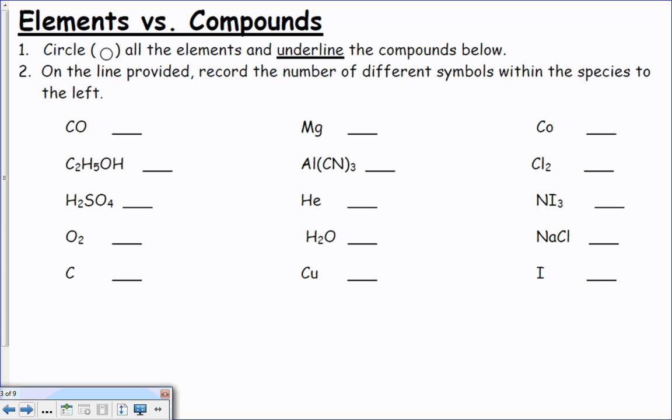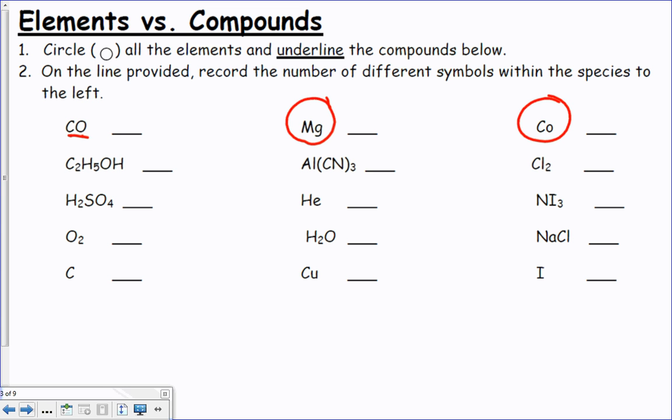So CO, carbon is an element, oxygen is an element, two elements make a compound, underline. Mg is magnesium, it's an element. Cobalt is an element. I'm just going to do these first three. We're going to do the rest of the notes. I'm going to have you come back through and do this.